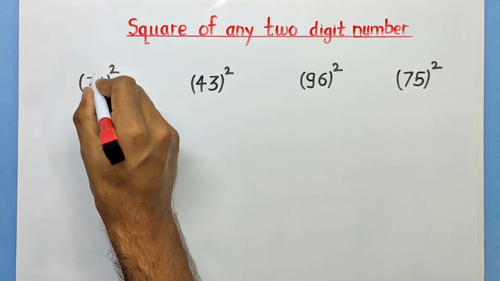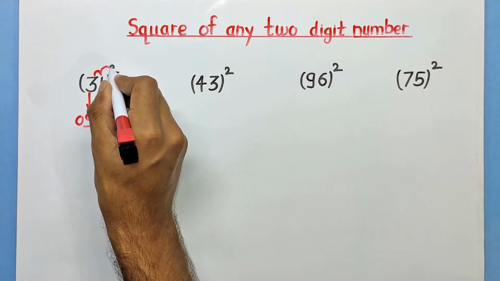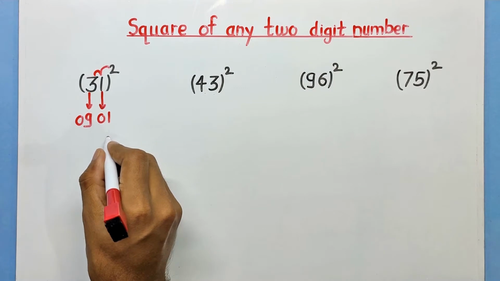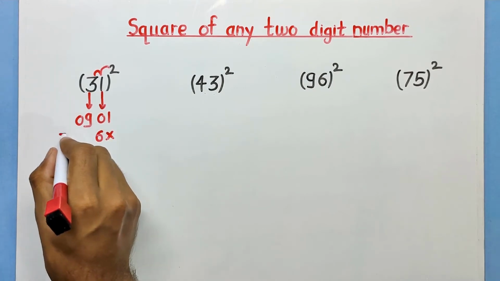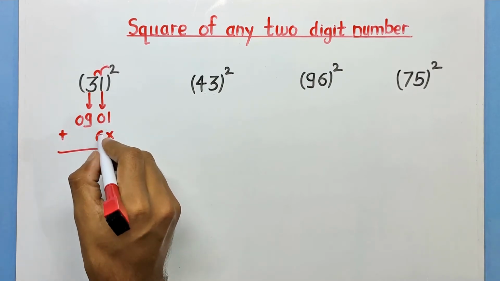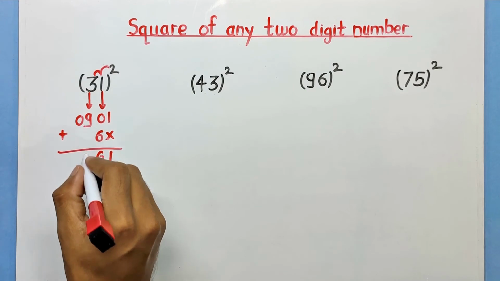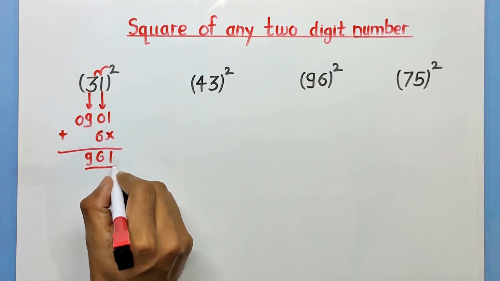Next we have to multiply these 3 numbers. That is 3 times 1 times 2. That will be 6. And we have to write it here leaving the 1 place. And then we have to write the 6. And let's add these numbers. So 1 plus 0 is 1. 0 plus 6 is 6. 9 plus 0 is 9. So answer to 31 square is 961.